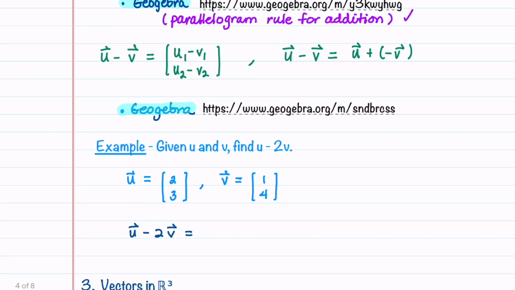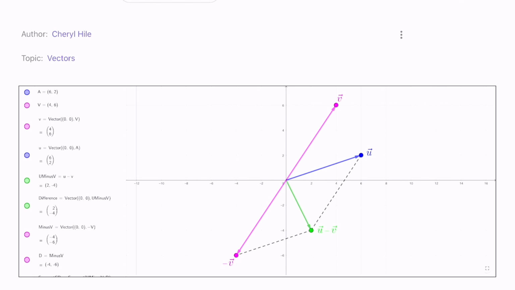Let's look at GeoGebra again and see how that works. Just like with vector addition, we start with two vectors whose initial points are the same point. We then plot minus v and construct a parallelogram using u and minus v as adjacent sides. The diagonal of this parallelogram then represents u minus v, or the difference between u and v.